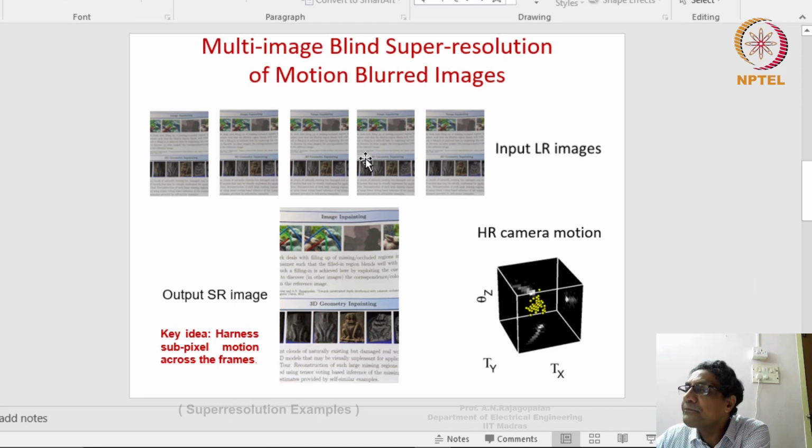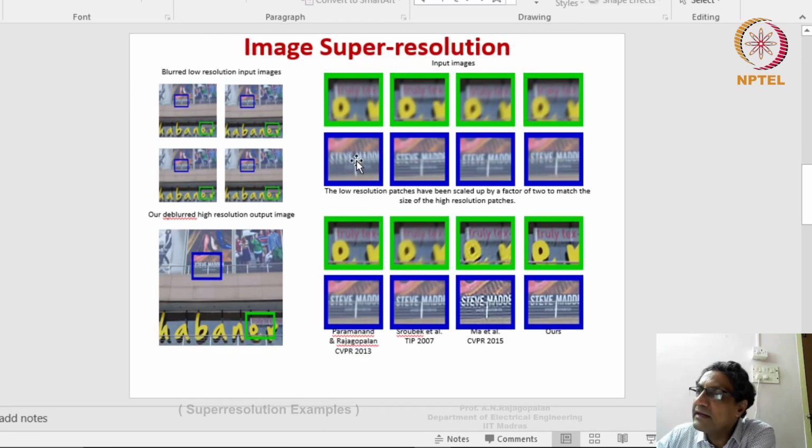Now, if you go further, in the next example, this is one of the malls where my student went and captured some pictures. See, these are 4 low resolution images, and here is a high resolution image constructed over them. Clearly, you can see a lot more details here as compared to this. And here we have shown the low resolution patches zoomed up, and here is the high resolution patch for each of those low resolution patches, and we have also compared with some other methods.